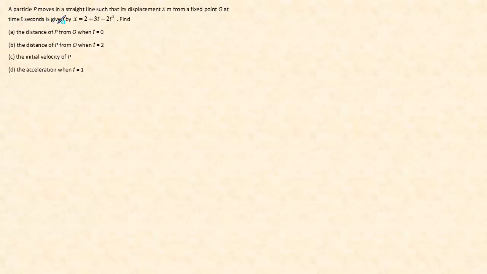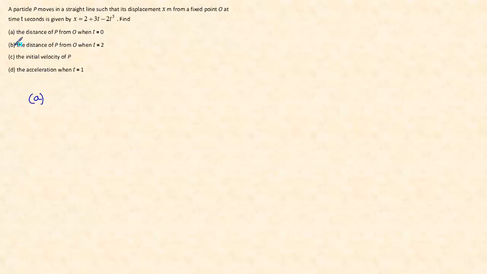A particle P moves in a straight line such that its displacement x meters from a fixed point O at time t seconds is given by x = 2 + 3t - 2t^3. We want to find the following things.